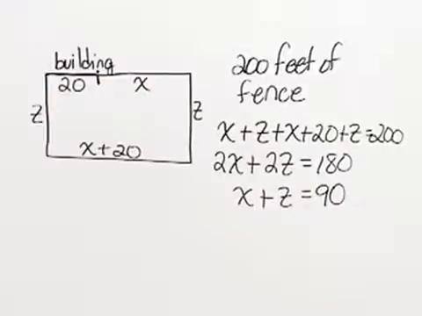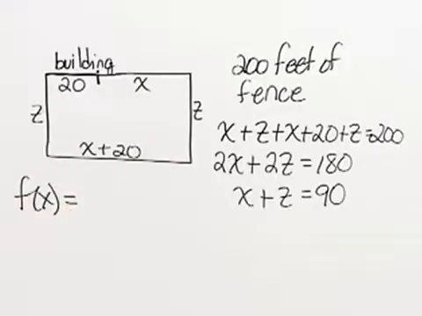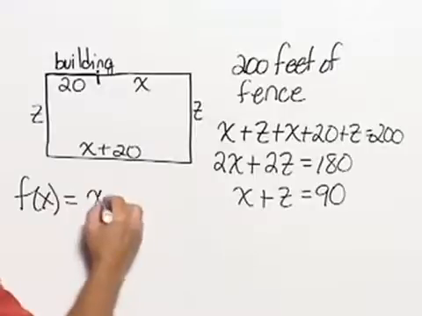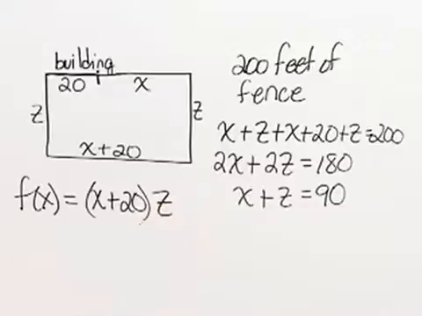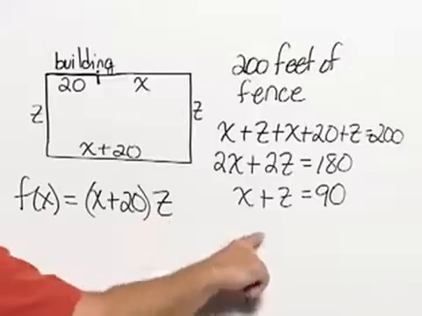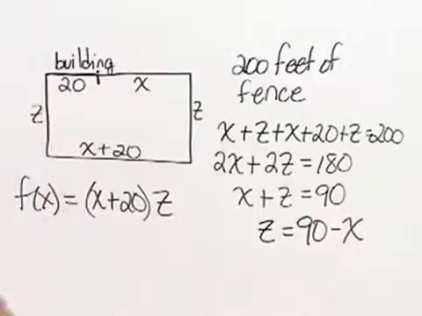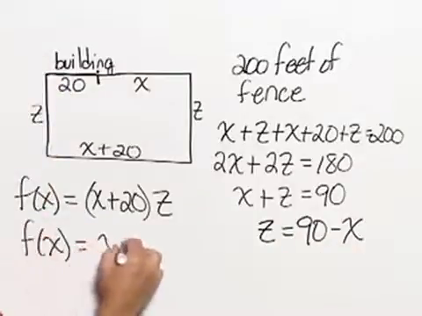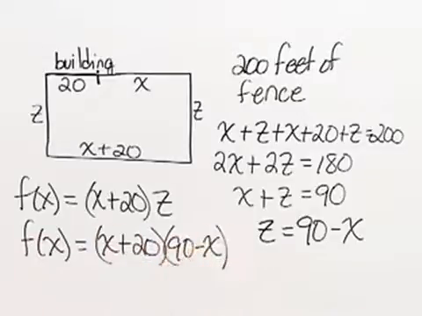Now, let's go back to finding the formula for the area. F of x is going to be the area enclosed by this. But that means we would take the length, x plus 20, and multiply it times the width, which is z. However, we want this in terms of x only. That is, we need to go over here and realize that z is equal to 90 minus x. And therefore, f of x would equal x plus 20 times 90 minus x. And that solves part A.